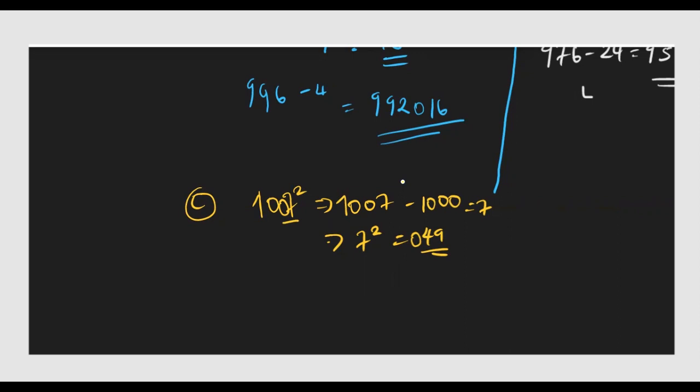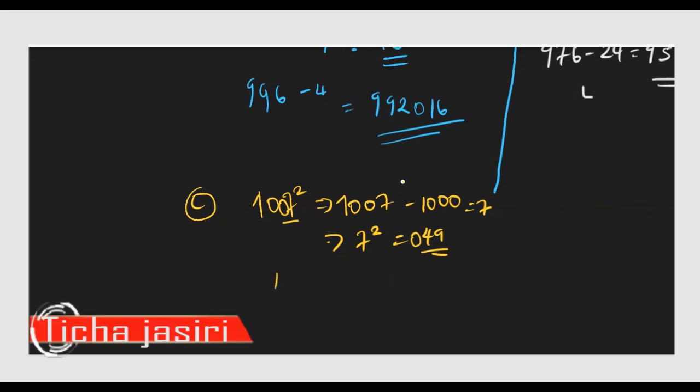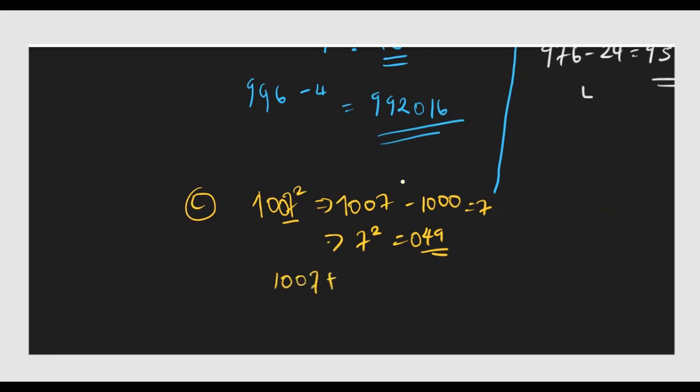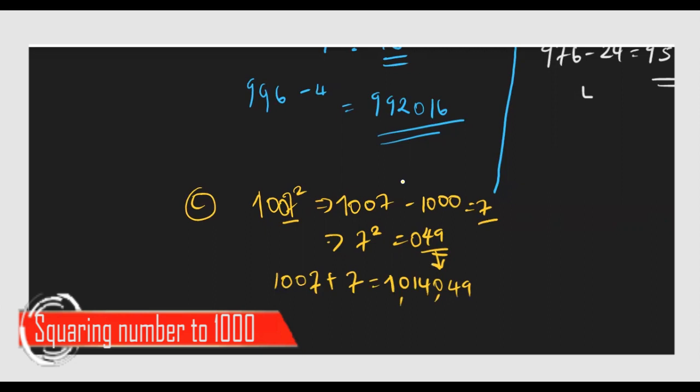And then the next thing we're going to do, because it's a positive, it's beyond 1000, is add 1007 plus 7 because that's the difference. So we're going to have 1014. Now what we are going to add here is basically 49. So we pull this one down, and then we're going to have 049. So in this case we're going to have 1,014,049. Okay, so that one becomes your answer.